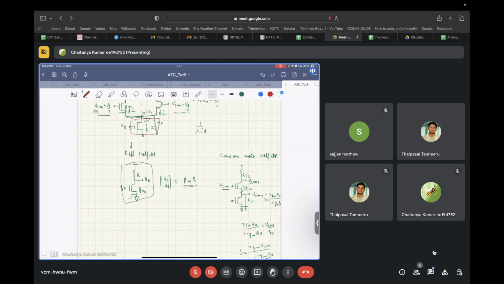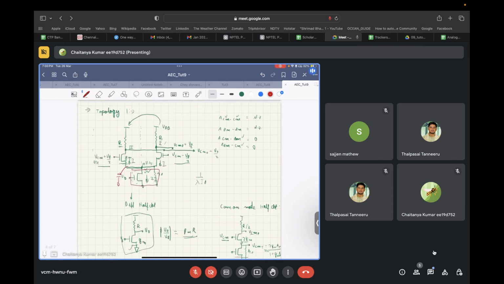As you keep on increasing the length, to maintain some significant amount of current you will also have to increase its width. And if the width and length are increasing, the parasitic capacitance on this node will keep on increasing. Even though you get a good CMRR at low frequencies, at very high frequencies, due to this parasitic capacitance, your CMRR will drop again. So there is a limitation to this particular topology.